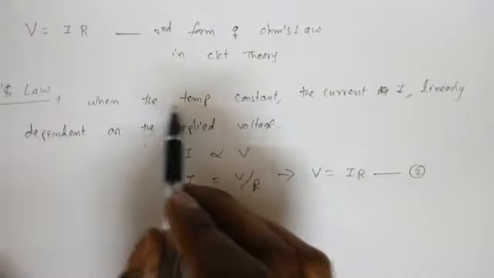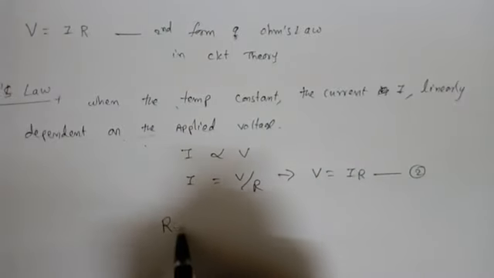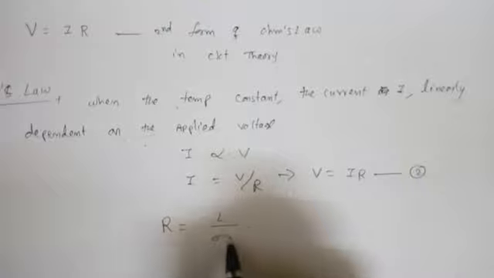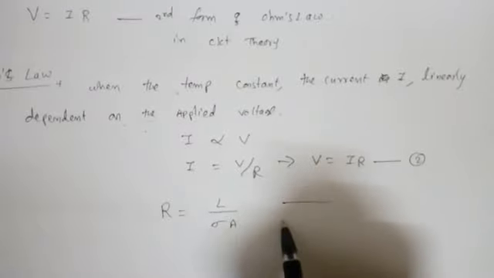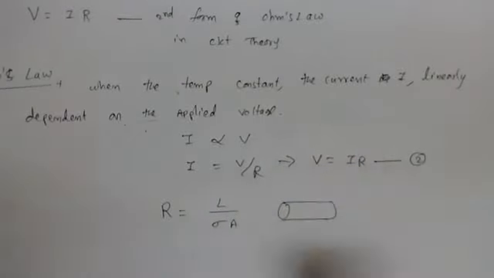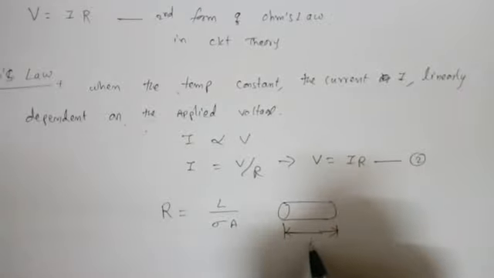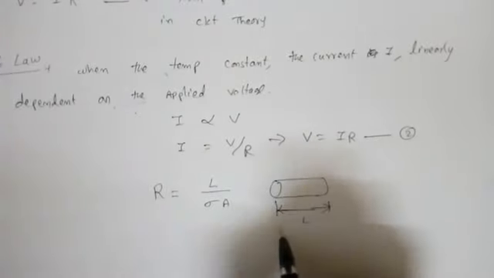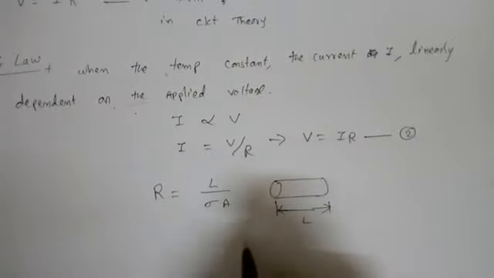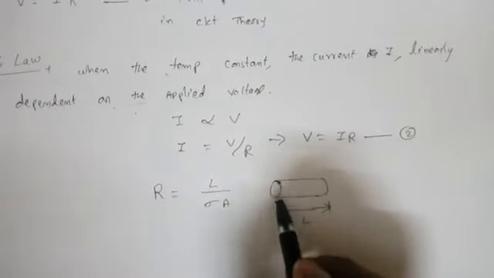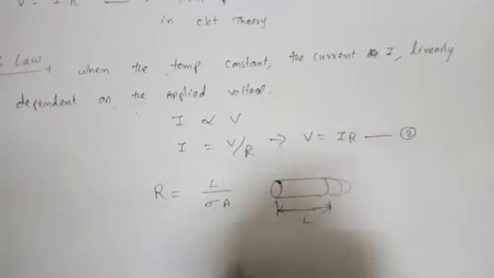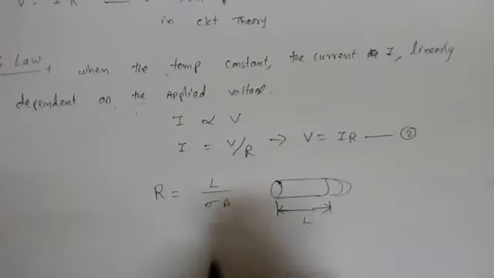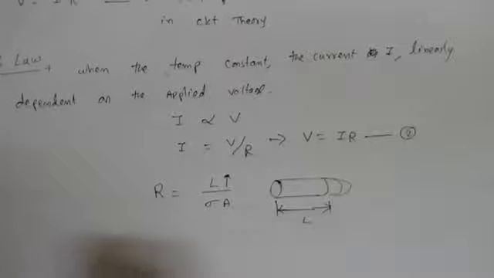Now why do we say the temperature is constant? That is, R is equal to L by sigma A, right? Suppose this is some conducting material, and it has length L. Now if we vary the temperature, if I increase the temperature, this material length will slightly expand. That is, it will slightly increase the conducting material length. Now if length is increasing, what happens to resistance? Resistance also will increase, right?